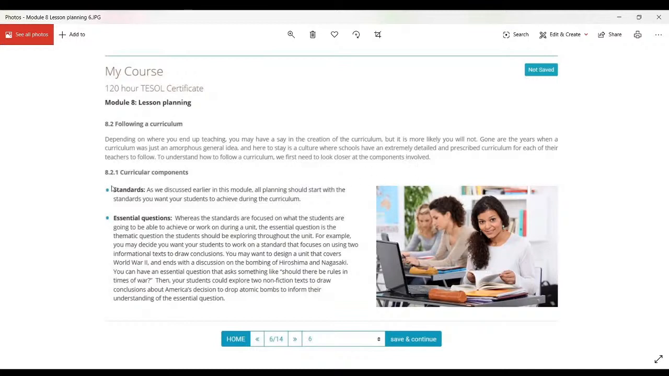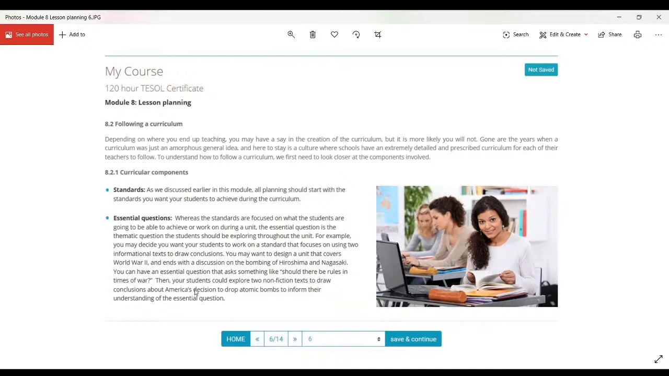All right. Under this, 8.2.1 is curricular components. First is standards again, so don't be confused kasi marami standards dito kagaya yung kanina, 'di ba? Puro mga phonemics naman narinig nyo. This time it's all about standards. As we discussed earlier in this module, all planning should start with the standards you want your students to achieve during the curriculum. Next is essential questions.